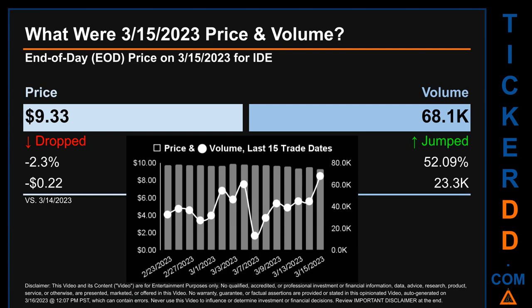The graph shows price and volume for the last 15 trade dates. Across a range of 55 cents, the max and minimum end-of-day price were respectively 9.88 and 9.33. Volume saw a range of 54.8 thousand, from a day low of 13.3 thousand to a day high of 68.1 thousand.